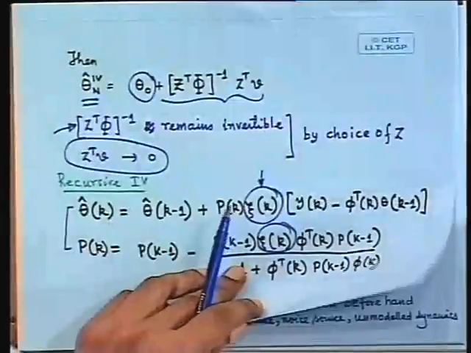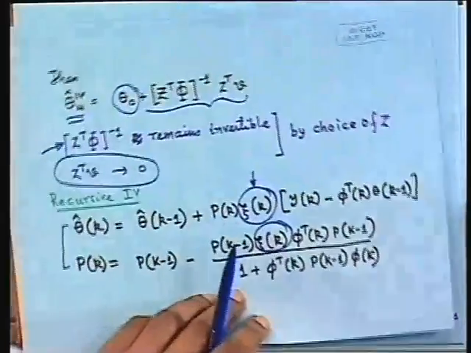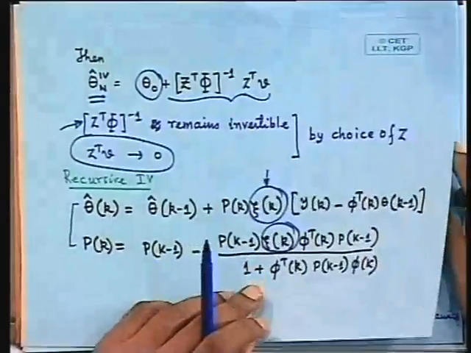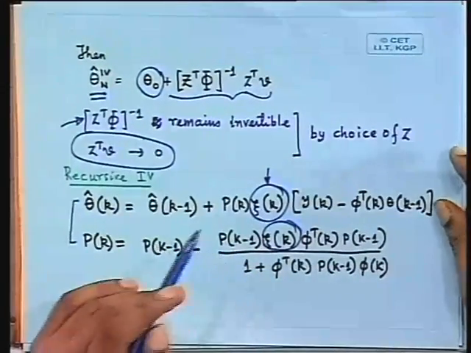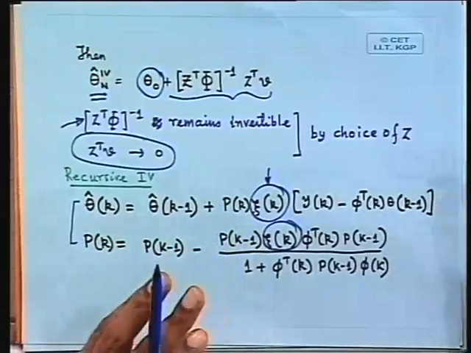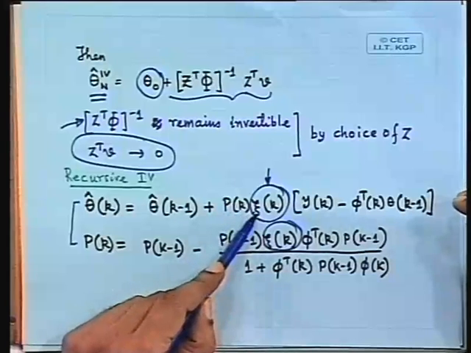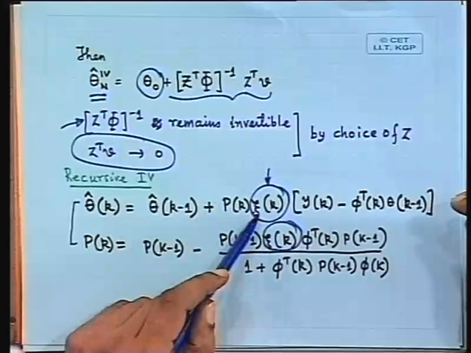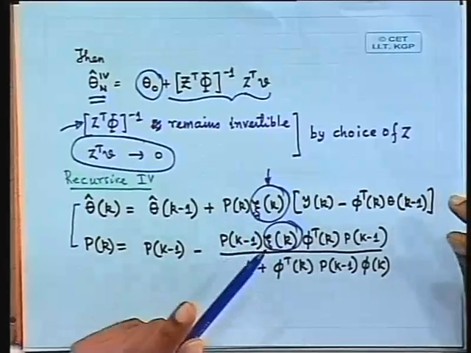Now the question is, how do you choose this? That is the crux of the matter. So what's the idea? The idea is that now we will see there could be various ways of choosing this, and we will see how to choose this in the context of our dynamic system identification shortly.